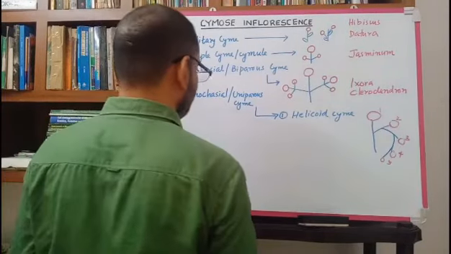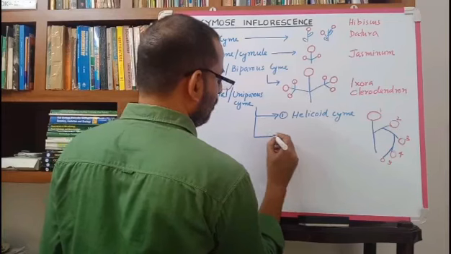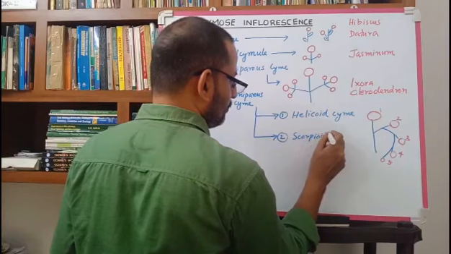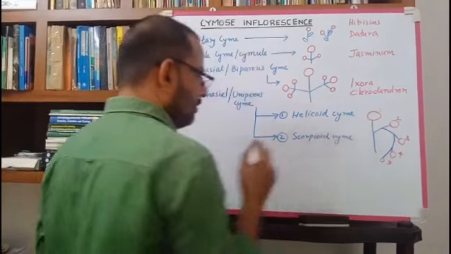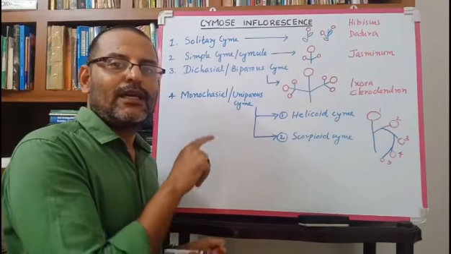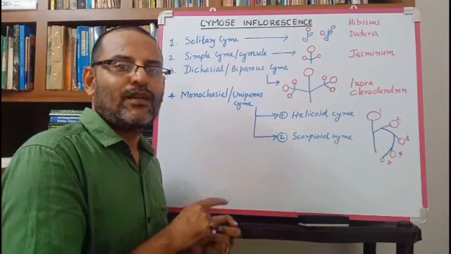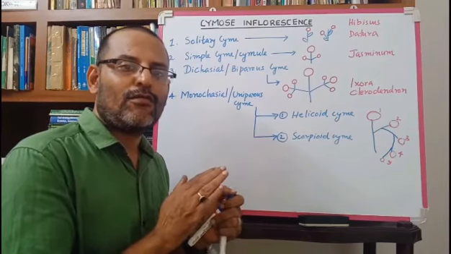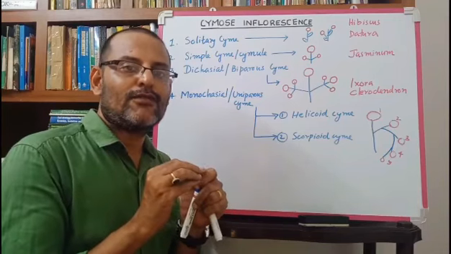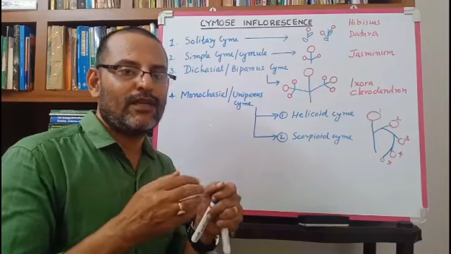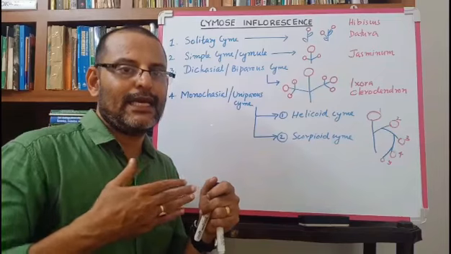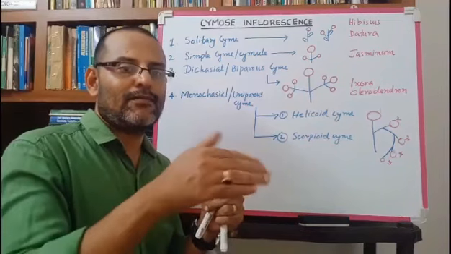The second type is scorpioid monochasial cyme. In this scorpioid monochasial cyme also, the secondary peduncles are formed towards only one side, but from that side the new laterals are formed in the opposite direction in a zigzag way. It is given the name scorpioid because it resembles the movement of a snake, like this movement, zigzag movement.